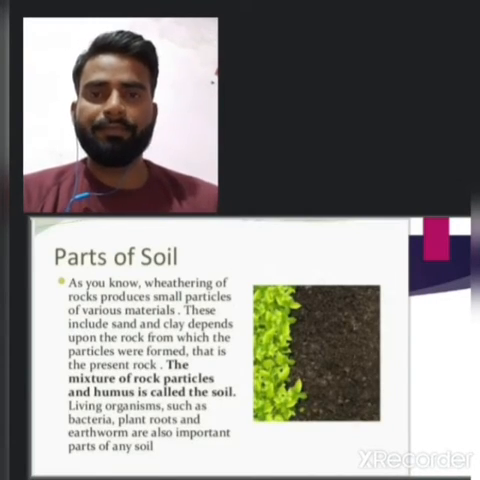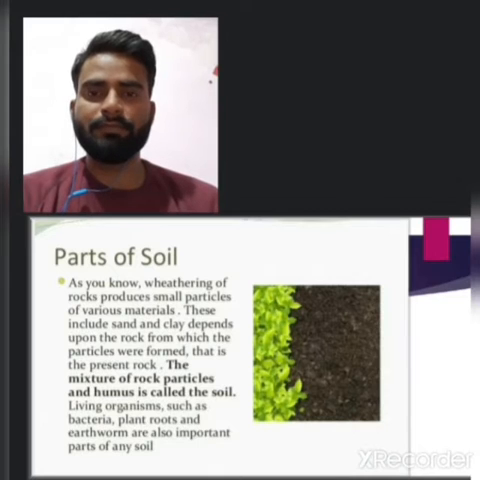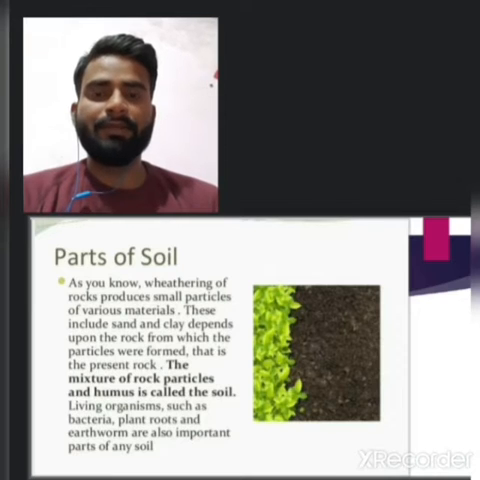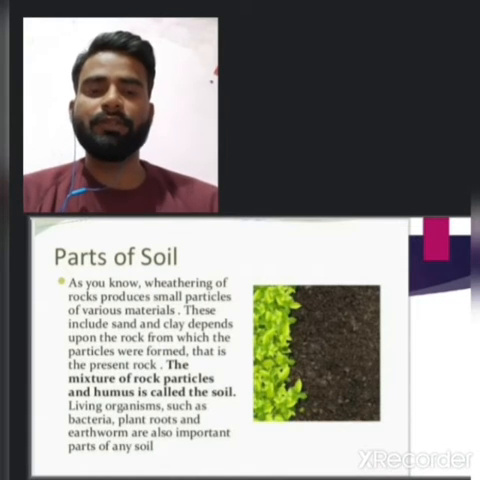Parts of soil. Weathering of rocks produces small particles of various materials. These include sand and clay, depending upon the rock from which the particles were formed. That is the parent rock. The mixture of rock particles and humus is called the soil. Living organisms such as bacteria, plant roots, and earthworms are also important parts of any soil.